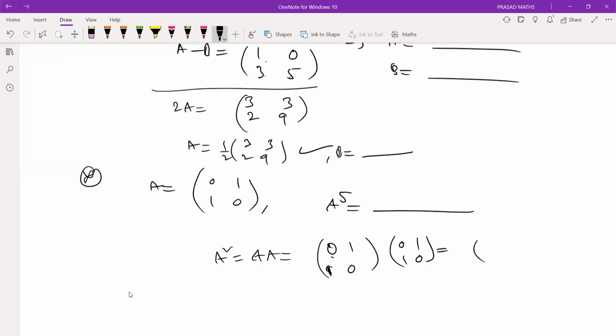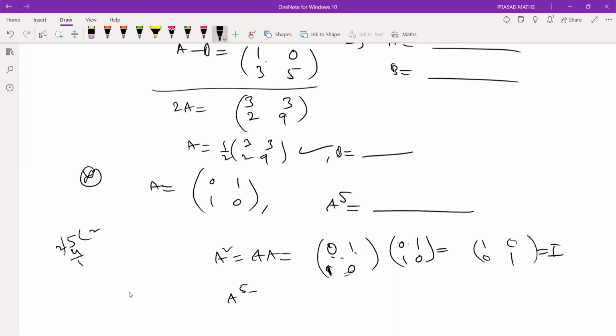So what is this? 0 into 1, 0 plus 1, 0. Right? Next 0, 1 into 1, 1. So this is the identity matrix. That means A square, you are going to get the identity matrix. Yes or no? So therefore you need to divide this 5 by this 2. What is the remainder?